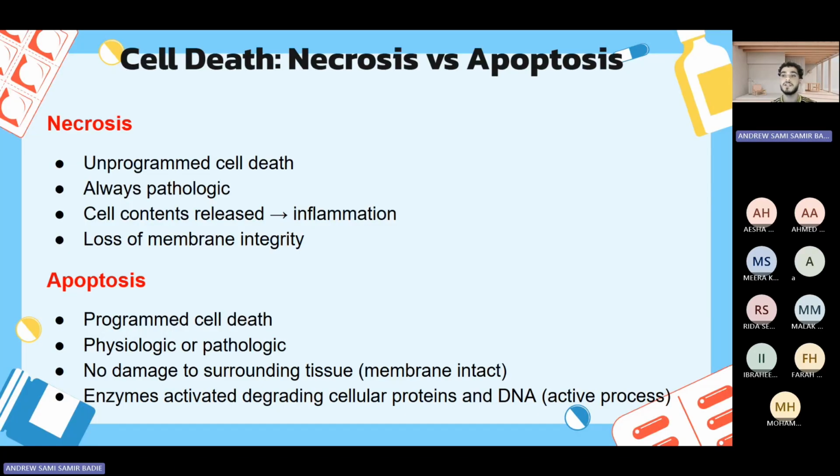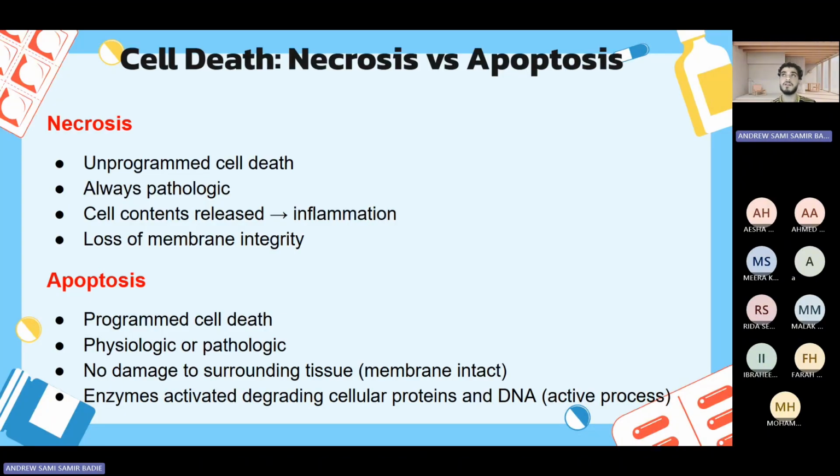So whatever is inside the cell is going to be released outside. The things that are inside the cell are not supposed to be outside. This is abnormal for the body, and this causes inflammation. And we have loss of membrane integrity. So the membrane actually breaks off. It doesn't remain intact. This is opposite to apoptosis.